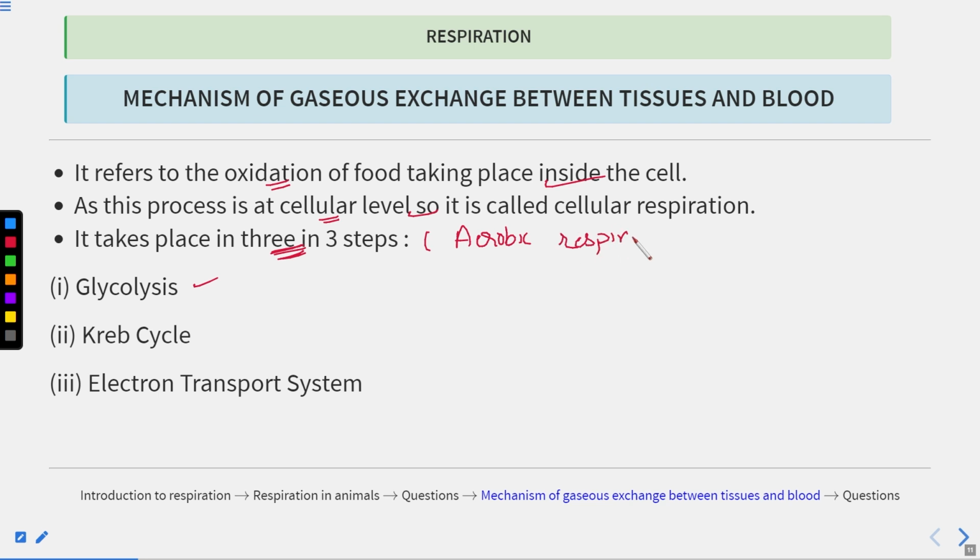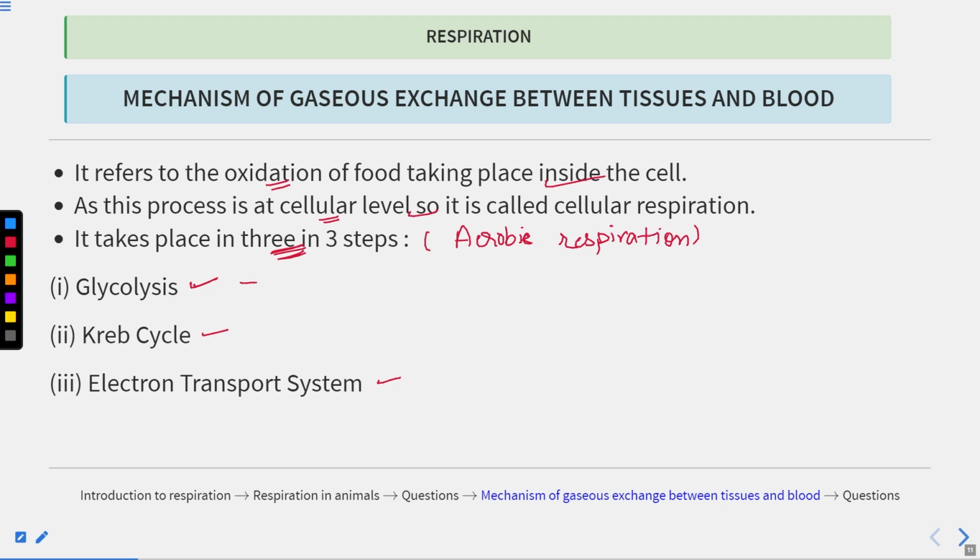Okay, so aerobic respiration means it happens in the presence of oxygen. Here oxygen is used to break down the complex molecules. That's why it is known as aerobic respiration, and these are the steps involved in aerobic respiration. The first step is glycolysis, second is the Krebs cycle, and third is the electron transport system.